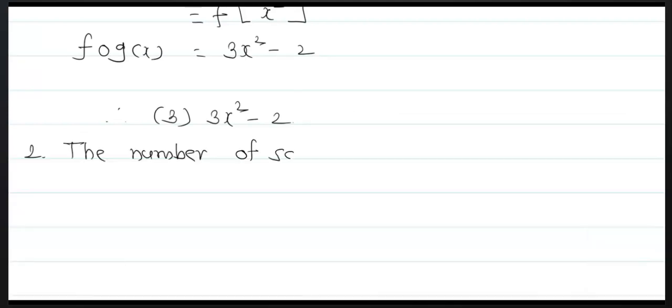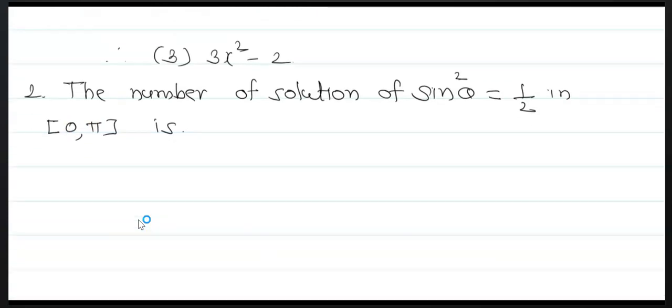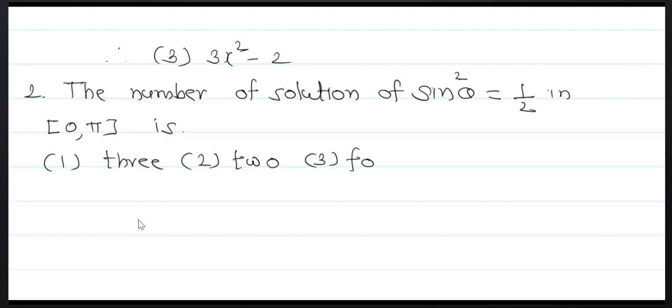Question number 2. The number of solutions of sine square theta is equal to 1 upon 2 in the closed interval 0 to pi is: first option 3, second option 2, third is 4, and fourth is 1.